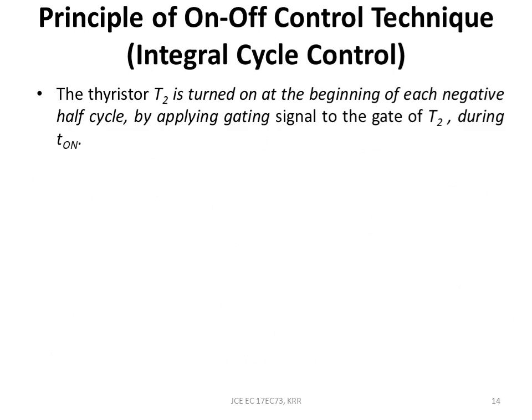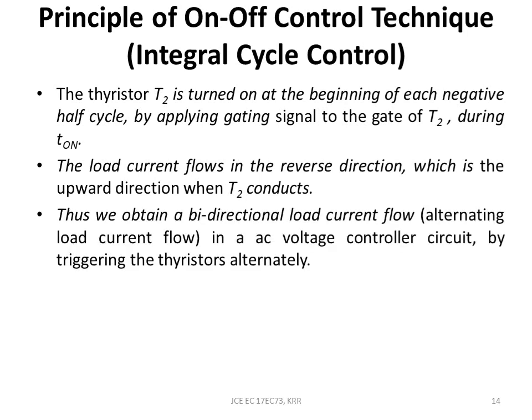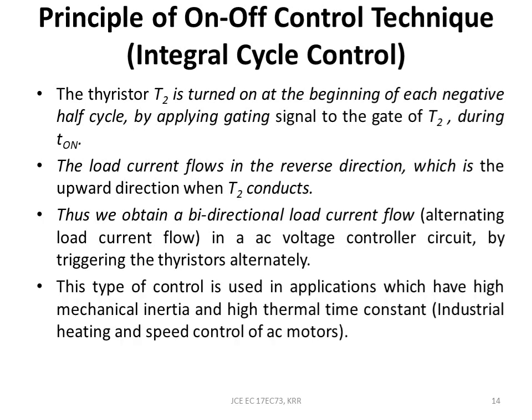When the thyristor T2 is turned on at the beginning of each negative half cycle by applying a gating signal to the gate of T2 during T on, the load current flows in the reverse direction, which is the upward direction when T2 conducts. Thus, we obtain a bidirectional, alternating load current flow in an AC voltage controller circuit by triggering the thyristors alternately.